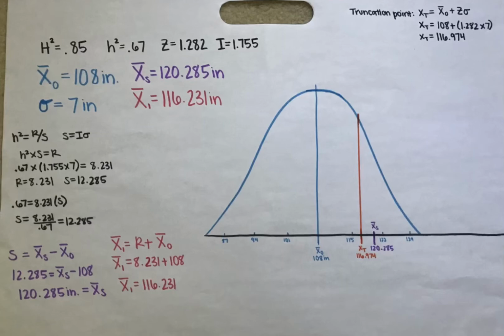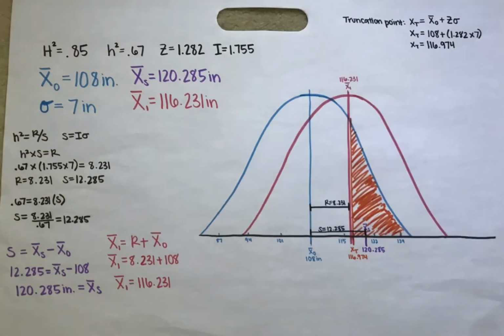I expected the offspring population to have a mean height of 116.231 inches, which I calculated by adding the mean of the original population plus the response to selection. The resulting curve plotted on top of the original curve looks like this. I have also labeled R and S on the graph to demonstrate them visually, as well as shaded in the top 10%.